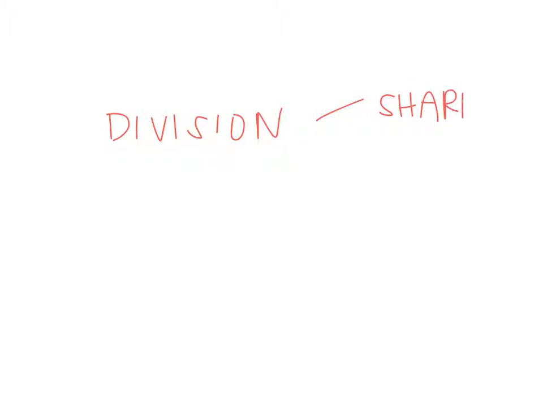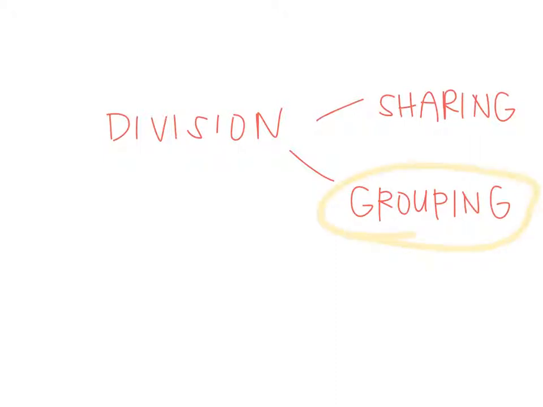Remember a long time ago when we first started talking about division, we talked about how division has 2 meanings. One meaning is sharing. If I want to share something equally, I use division to help me figure out how much each group will get. Another way is grouping. If I know that I have 5 groups, and in each group there are 5 people, that's division as well. So today we're going to be focusing on the grouping way of division.